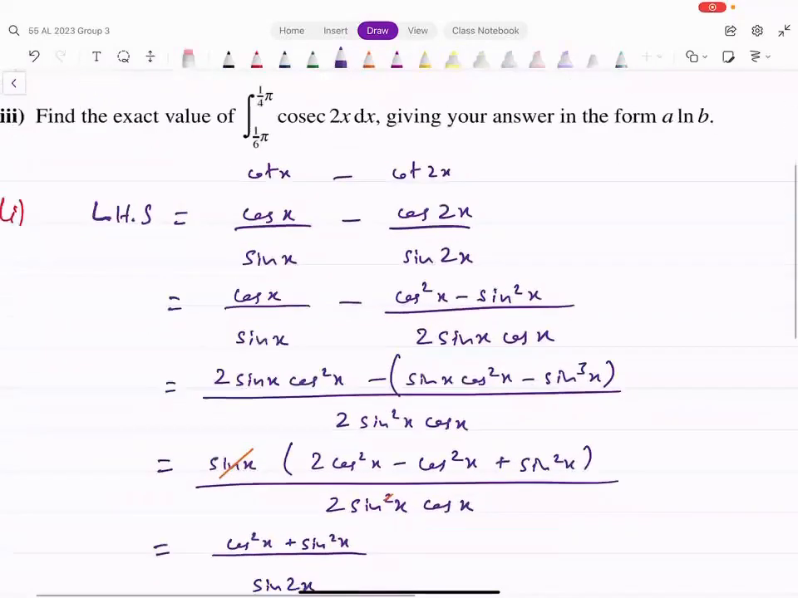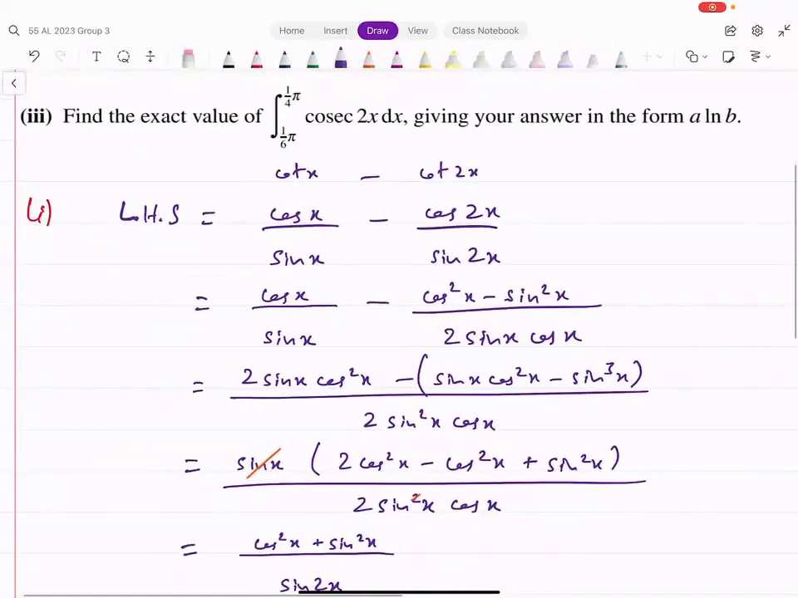You want the exact value of this? And your answer should be in this form: A, L, and B. इस form में आपका final answer होना चाहिए. Okay?